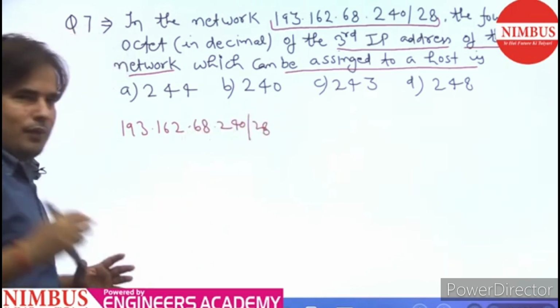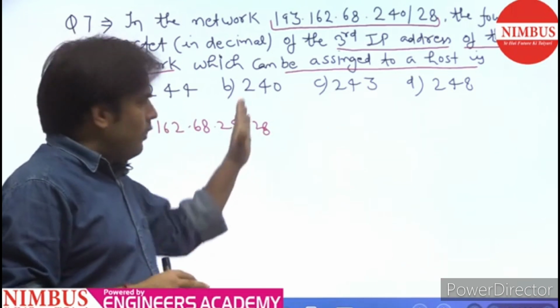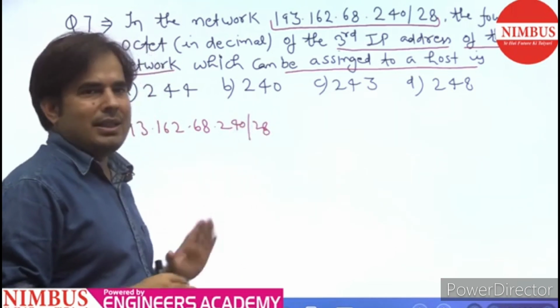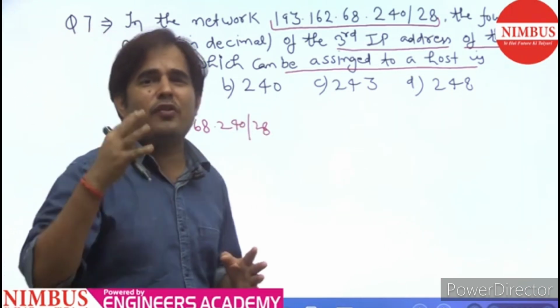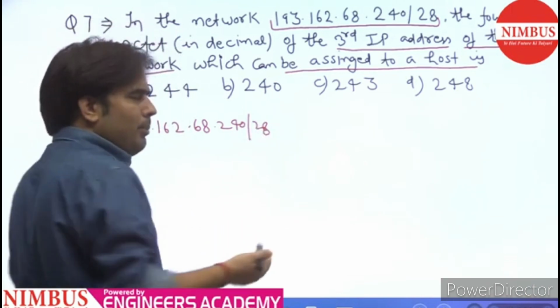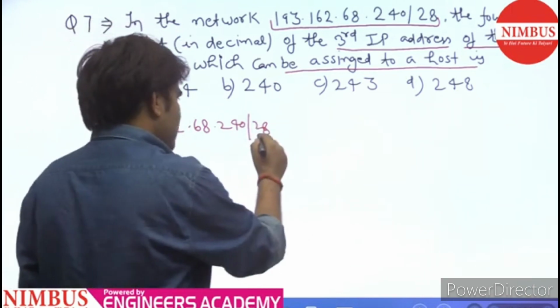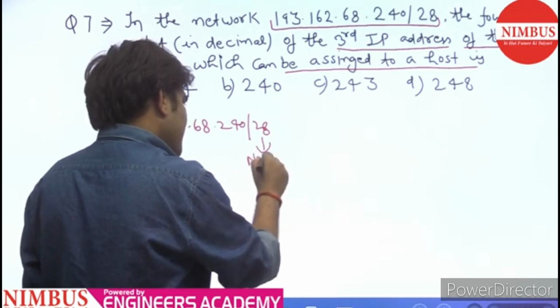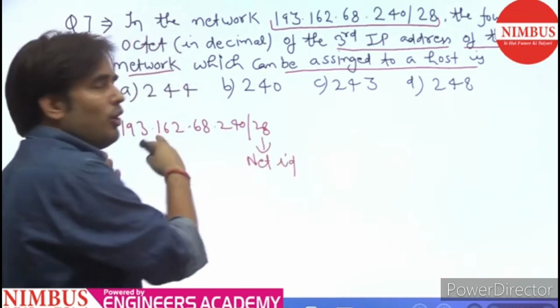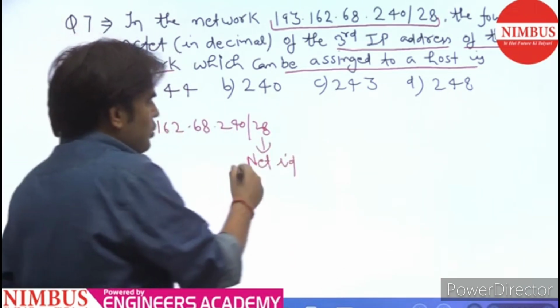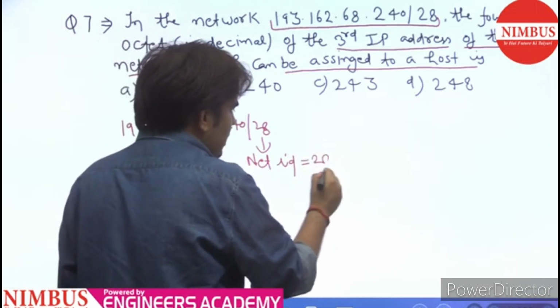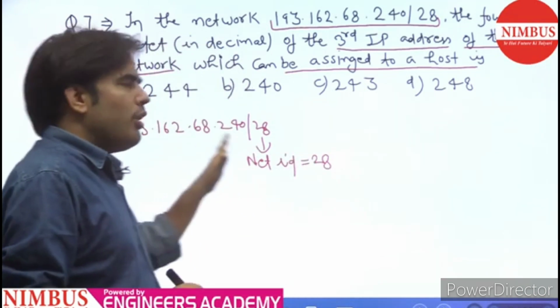So 193.162.68.240/28. As we know, in CIDR notation, whatever is given after the slash is called the prefix of the network ID, or you can simply say that it is the network ID. This is also known as classless IP addressing. So the net ID here is 28.